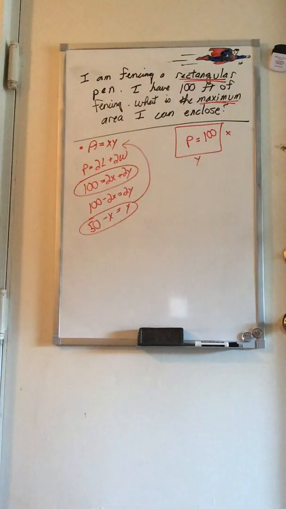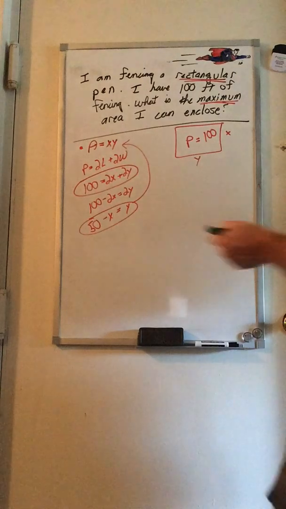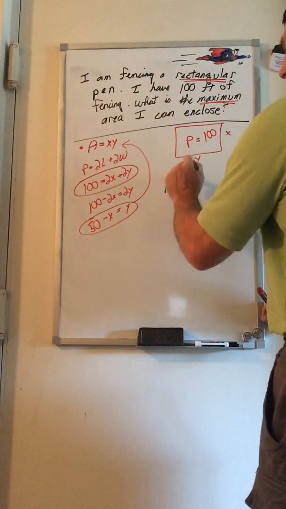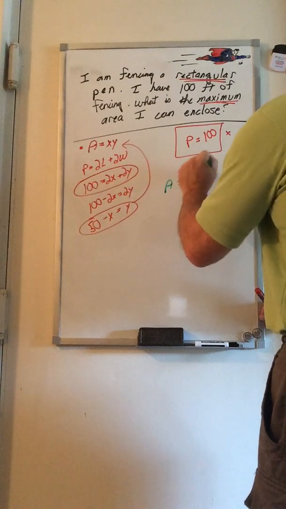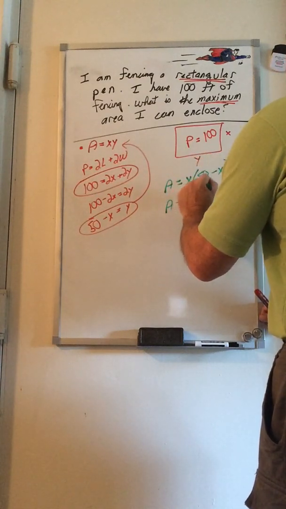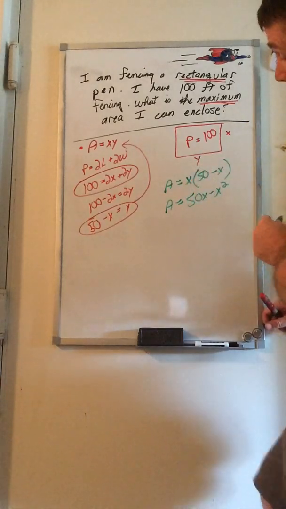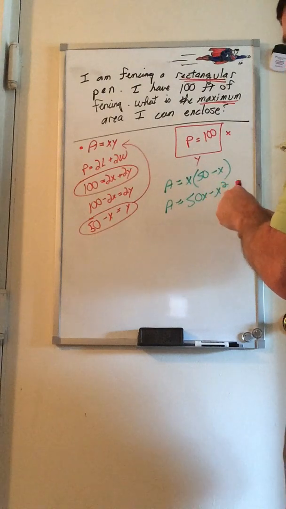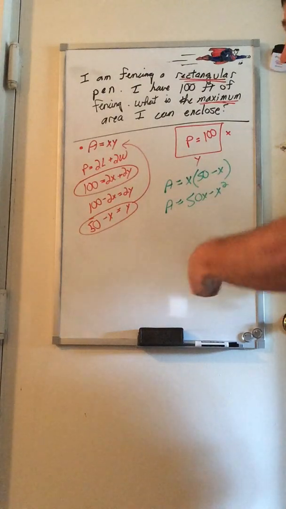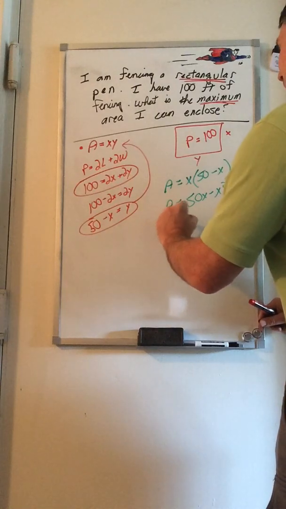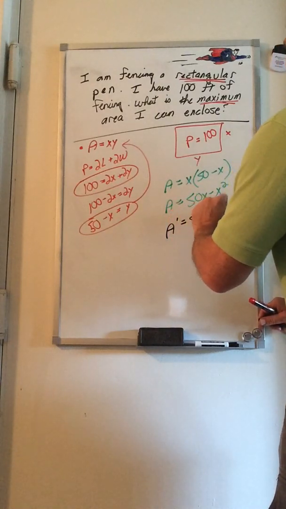And we'll switch colors just for the fun of it. Then we'll go right over here. And we get area equals x times y, which is 50 minus x. So area equals 50x minus x squared. Now I have my function. Switch colors again. Now since I want to maximize this function, take the derivative. A prime equals 50 minus 2x.